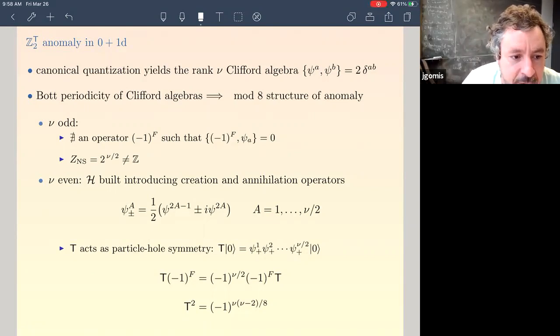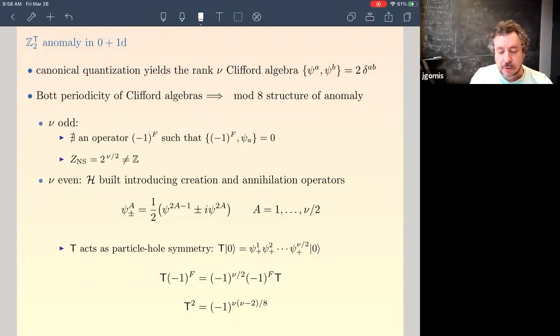for when you have an odd number of fermions, is that if you look at the partition function on the Neveu-Schwarz sector, so you put the system on a circle, and you put antiperiodic boundary conditions on the circle, you find that the partition function of the system is 2 to the nu halves. And notice that this is not an integer when nu is odd. This is another way of saying that this theory does not have a canonical Hilbert space interpretation. There is no usual notion of an integer number of states in the Hilbert space. Okay? And that's just a manifestation of the time-reversal anomaly.